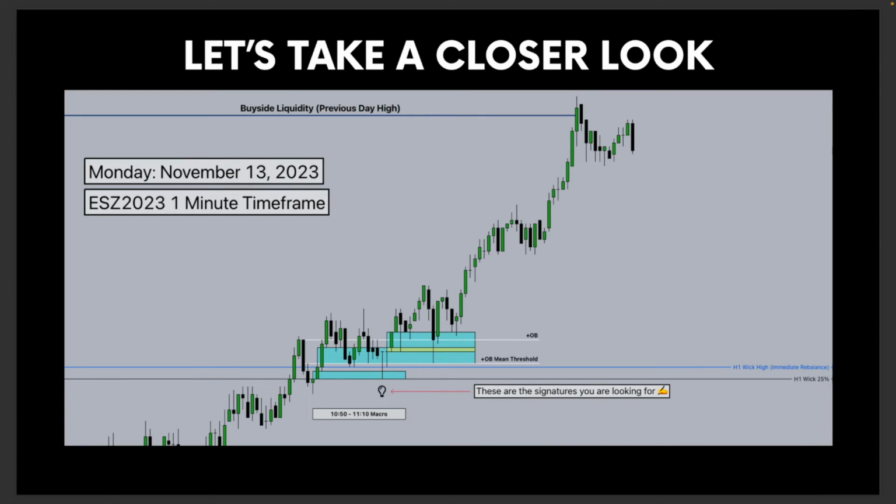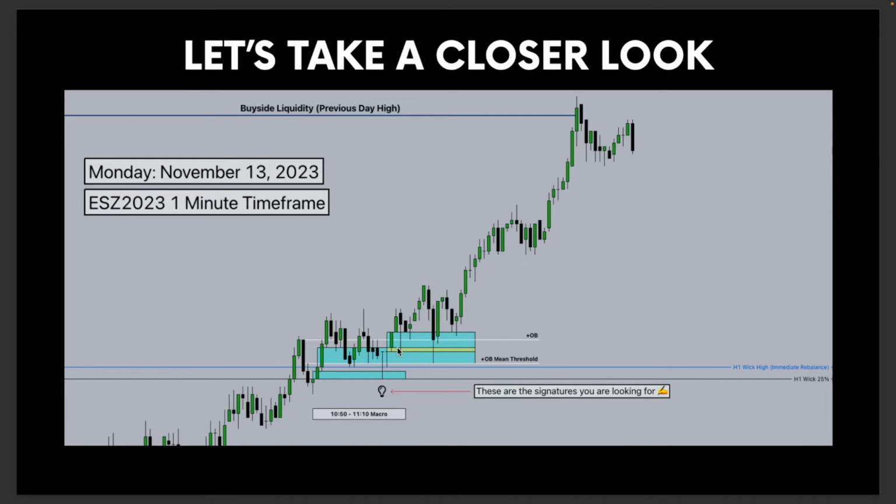So now we are down on a 1-minute chart, working inside of those wicks. You can see on the right, this thin black line here is the 25% level of that hourly wick, and this blue line here is the high of that hourly wick. So more importantly, when is this occurring? The 10:50 to 11:10 macro, when we expect price to start spooling for liquidity, spooling towards an inefficiency. This is a signature right here. During the macro, we get that tap into the 25% level of that hourly wick. So that immediate rebalance. And then what occurs after that?